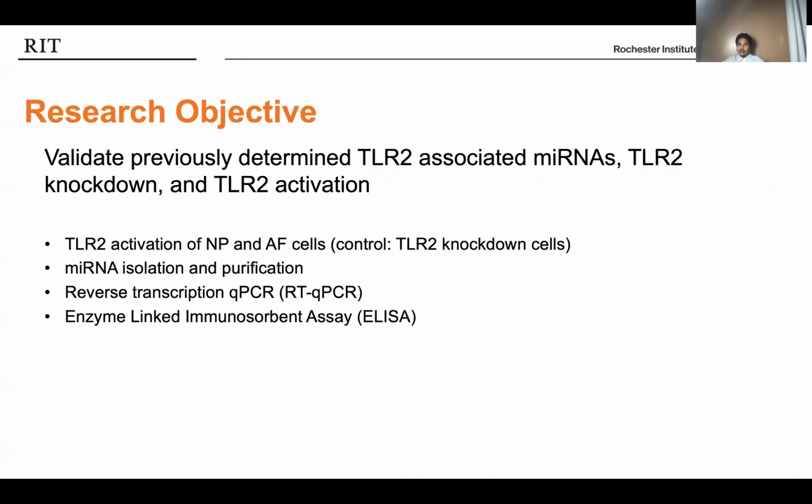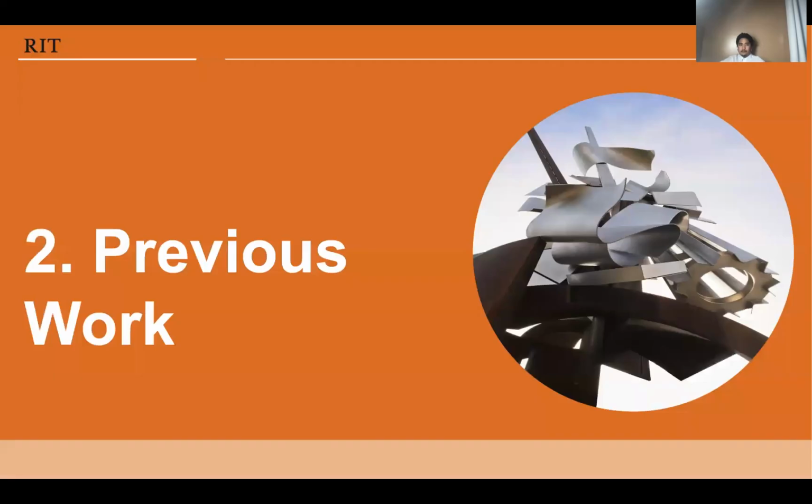Now, before we move on, I wanted to mention a research objective for this presentation, which has to do with validating TLR2 associated microRNAs, validating TLR2 knockdown, and also validating its activation. To do this, we activate TLR2, we harvest and isolate the mRNA, perform a RT-qPCR, and then use an ELISA to confirm the activation of TLR2.